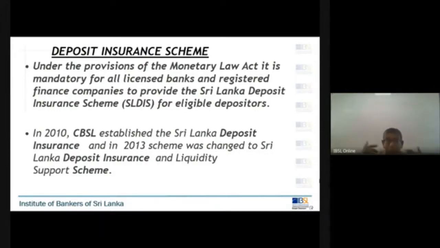So from 2013 onwards, this scheme was changed from the Sri Lanka Deposit Insurance Scheme to the Sri Lanka Deposit Insurance and Liquidity Support Scheme. Now, why have we changed? Because they now have enough money in the fund. They can give to banks or their member institutions, if they face some liquidity problem, they will support by granting a loan. That is why from 2013 onwards, the name changed. Okay, clear now? You know the rationale for the name change.